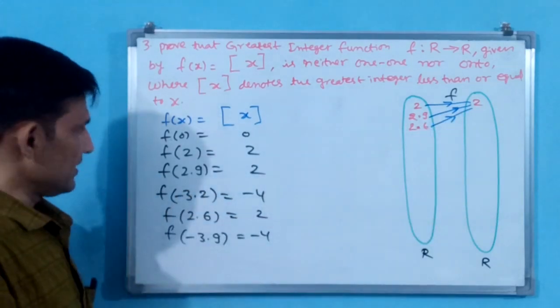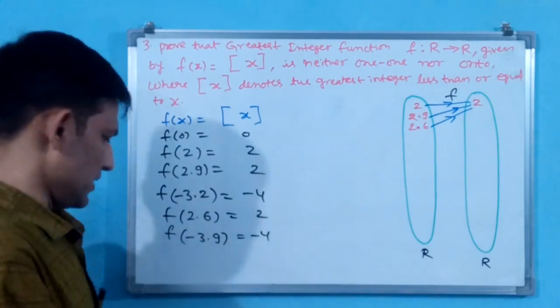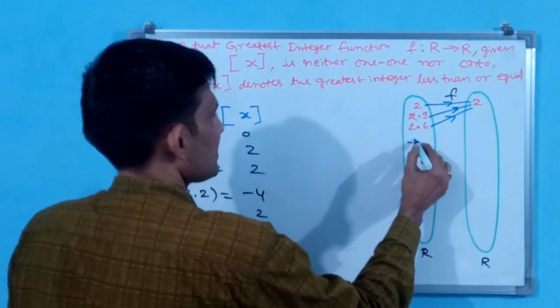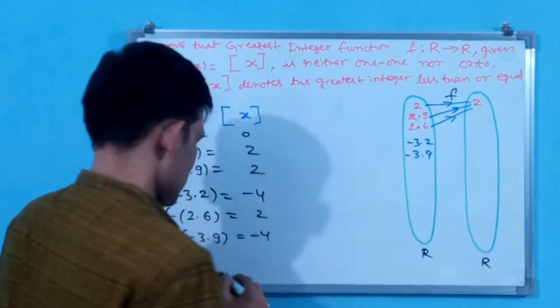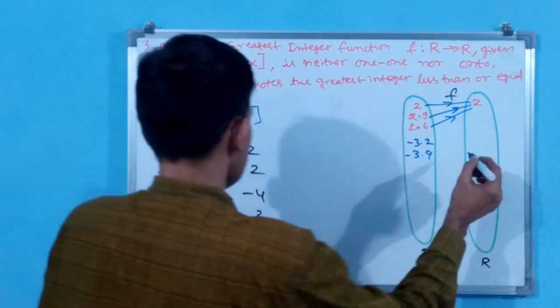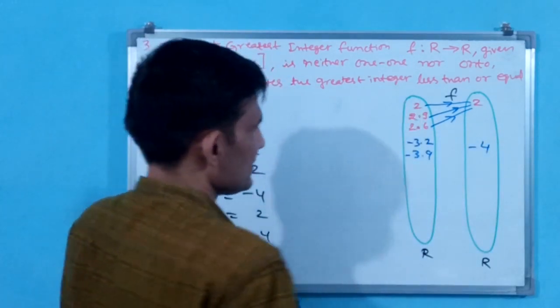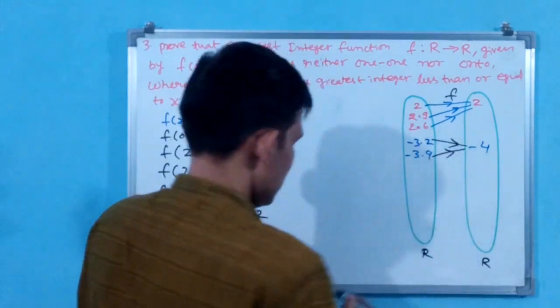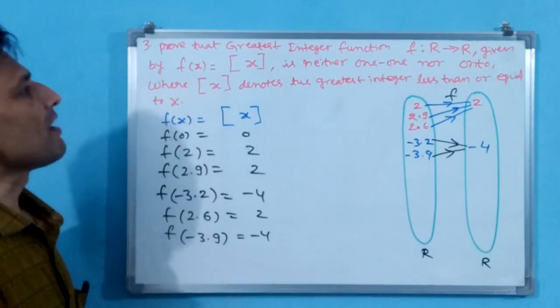What about for minus 4? Minus 4 also we will take. Why? Because see, minus 3.2, minus 3.9, both are having relation for minus 4 only. See, one positive, one negative we have taken for easy understanding. Minus 3.2, minus 3.9. Okay. Now we stop here and we will analyze for one-one.